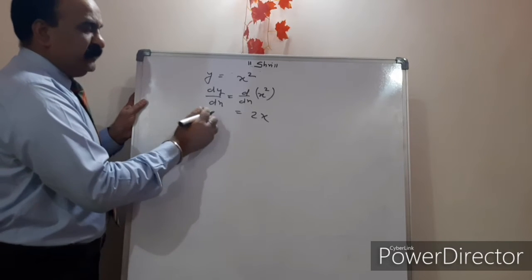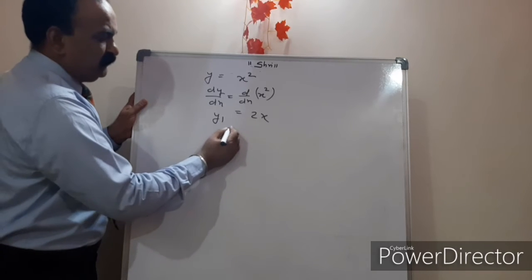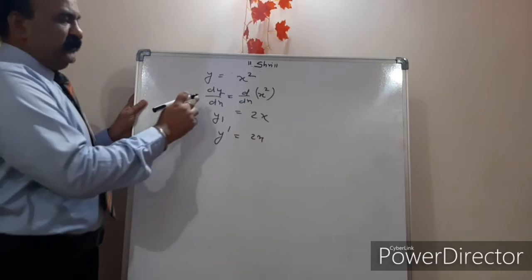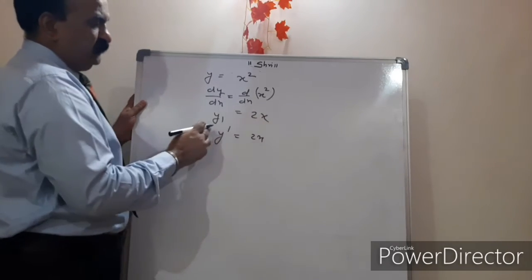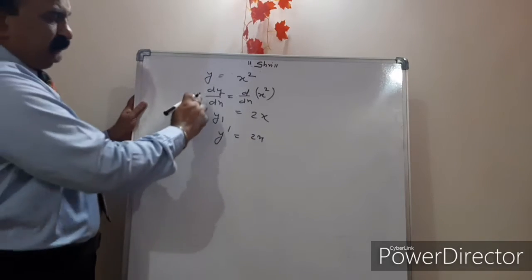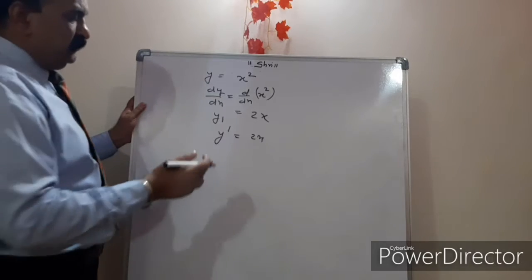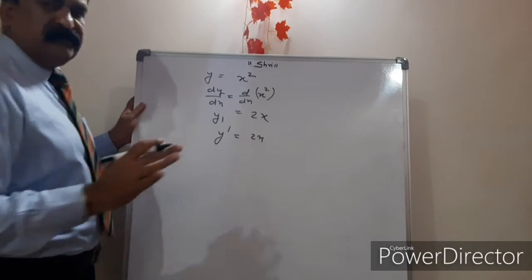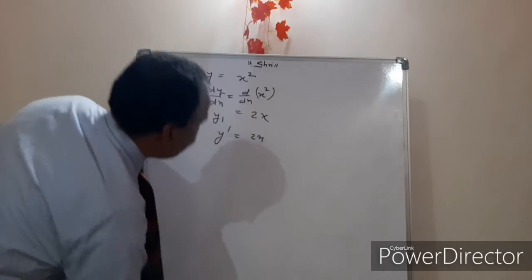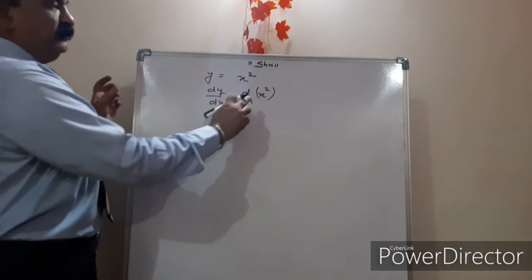dy by dx is called y1 or y dash. dy by dx is also called y1, is equal to 2x, or sometimes you can write y dash is equal to 2x. All the terms have the same meaning. Somebody can tell y1 is equal to 2x, it's okay. Somebody will tell y dash is equal to 2x, it's okay. It means dy by dx is equal to 2x. Now, this is the first differential coefficient of x square.